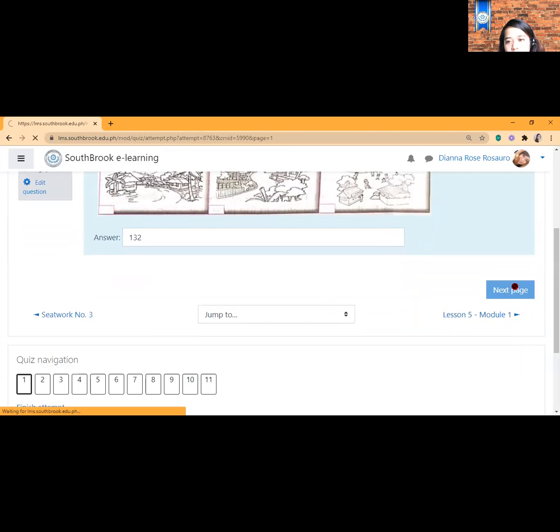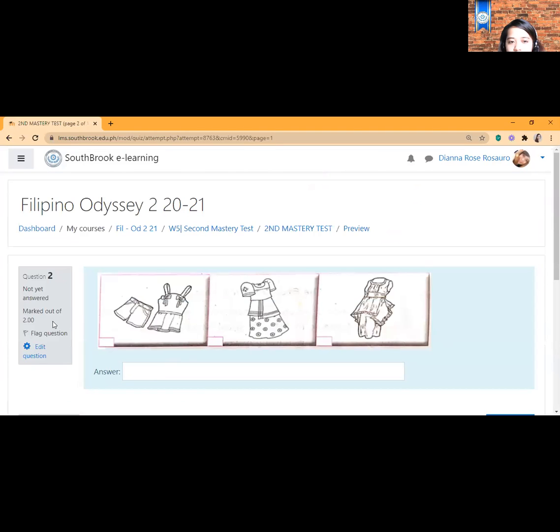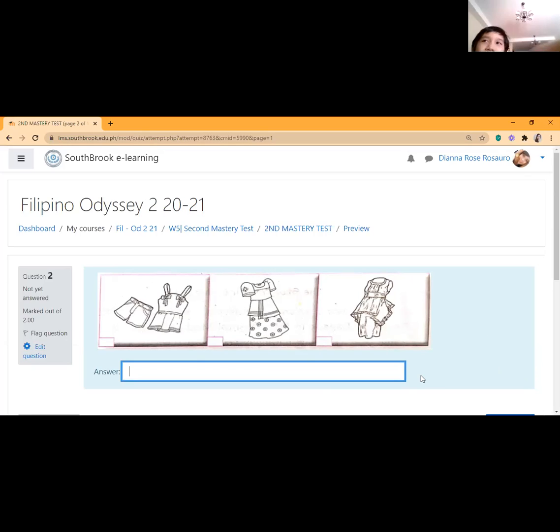The next picture, next page here. So which one shows the modern and the oldest one? You just have to arrange it. Example, this one here. Which do you think is the oldest picture? 1, 2, or 3? 3. 3?